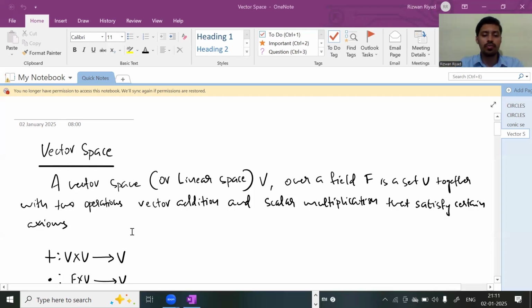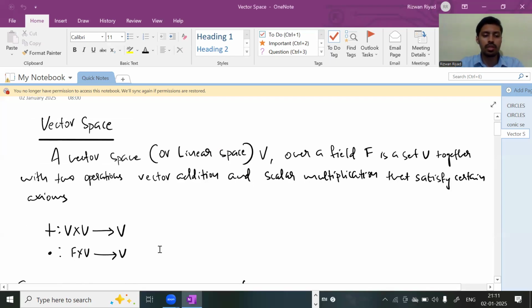You can see the first one is addition, vector addition. This addition is a function from V cross V to V. You can add two elements from V, and the result will be another element in V. And this is the symbol for scalar multiplication, this dot. This is from F cross V to V.